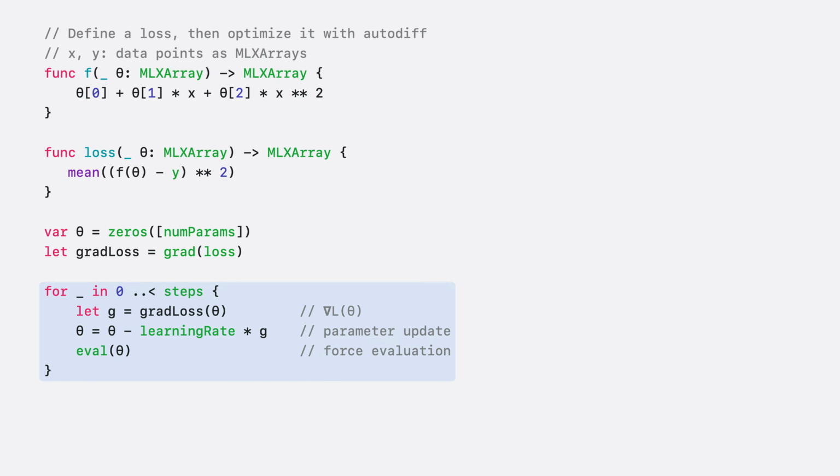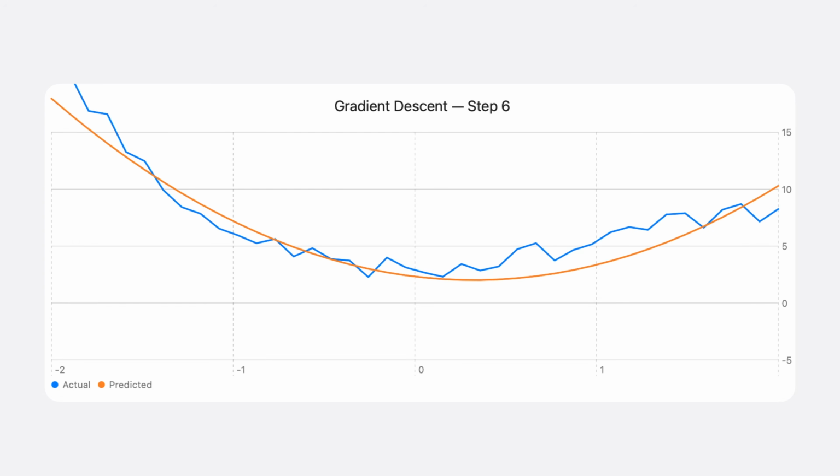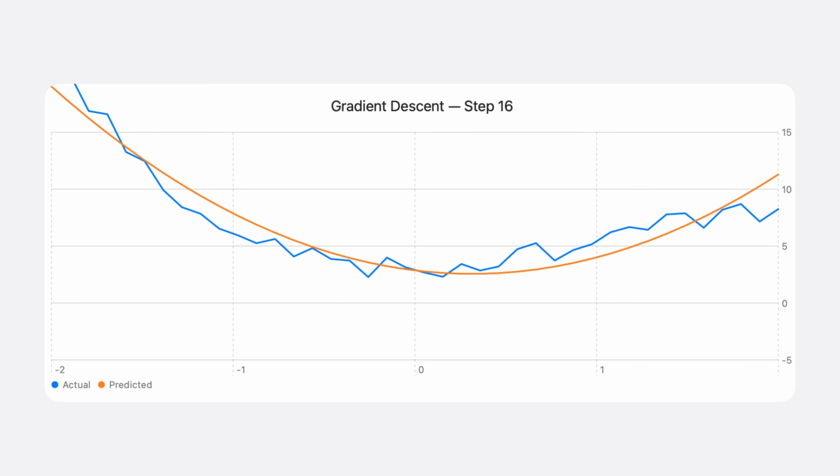In the optimization loop, we evaluate the gradient at the current parameters, take a small step and call eval to flush the computation graph each iteration so it doesn't grow without bound. That's gradient descent. Here's what that looks like. The parabola quickly gets close and overshoots the data, but settles in to closer and closer approximations.